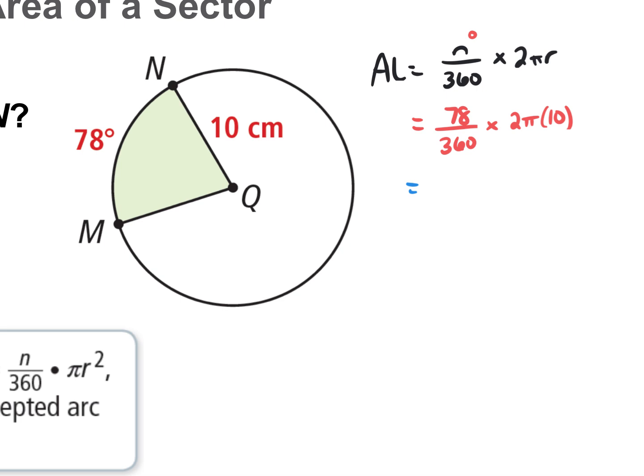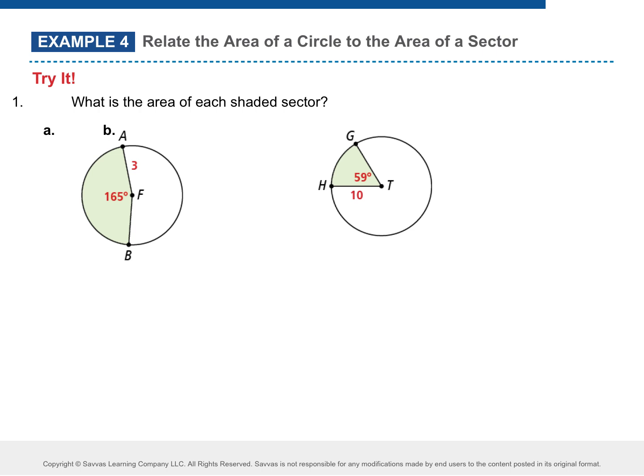To type this in, type 78 divided by 360, hit enter, and then multiply that by 2 times pi times 10. When you're multiplying by pi, please use the pi button. Don't use 3.14. Use the actual pi button provided in your calculator. On this one, you should get 13.6. So on example 4, A and B, go ahead and find the arc length and then leave room to find the area. I'm going to put some answer checks up here for you to check your answers.